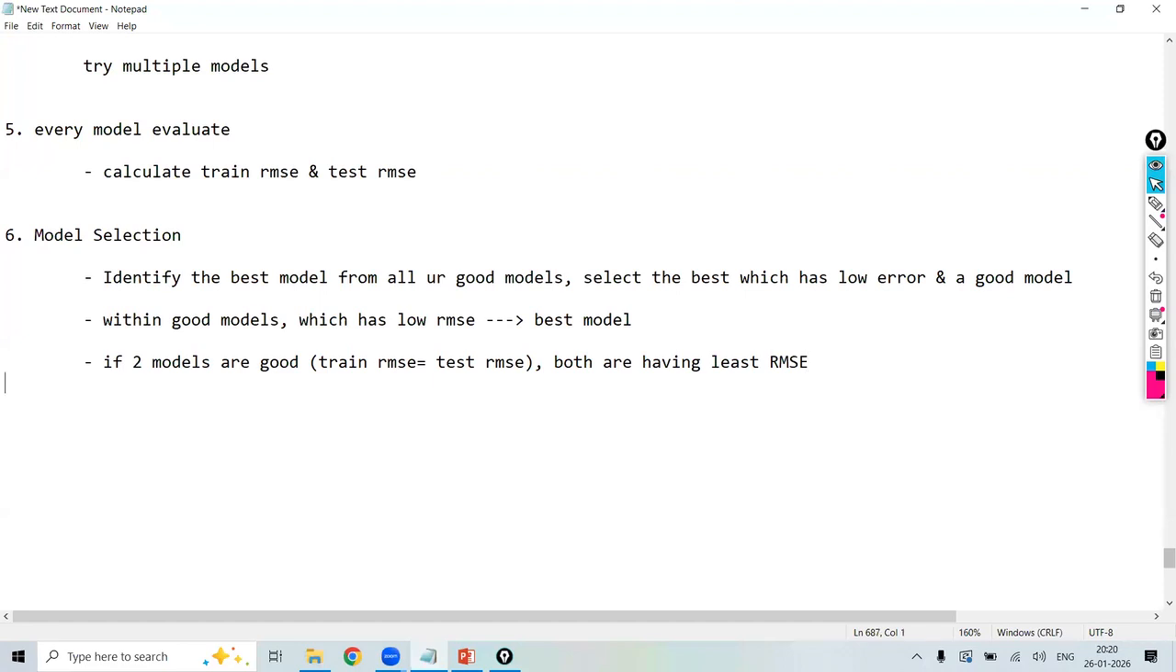In this case, which one has to be selected? The one which takes less time. Now, last priority goes to the time. First priority is always the least RMSE. When everything else is the same, the last priority goes to the time. Is the point clear?